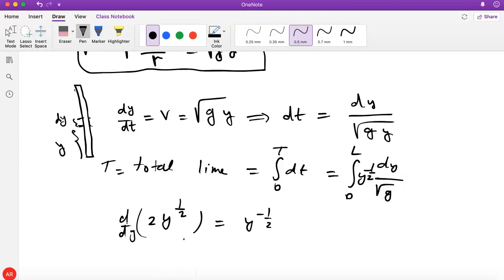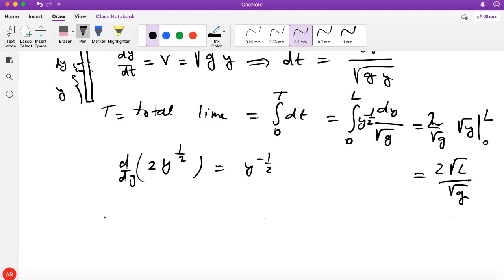So this integral is going to be 1 over square root g, a factor of 2 that I pull out, and then we have square root y calculated from 0 to L, so it gives me 2 square root L over square root g. And that's our answer. So we're saying the total time for travel is 2 square root of L over g.